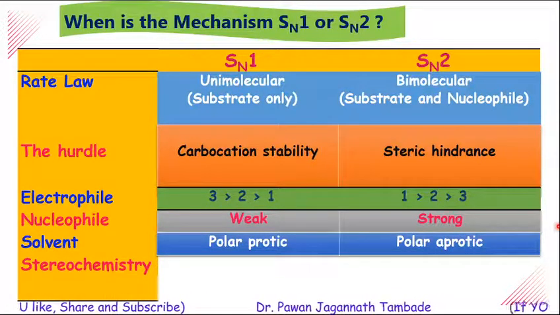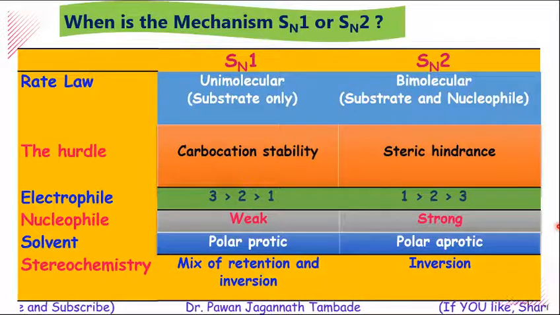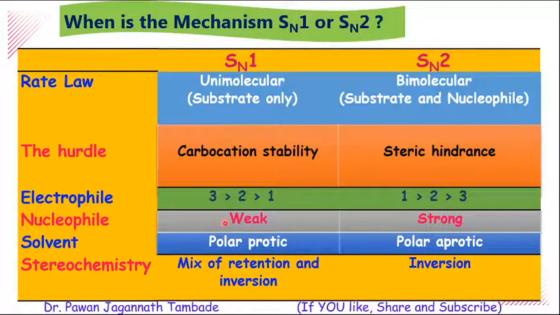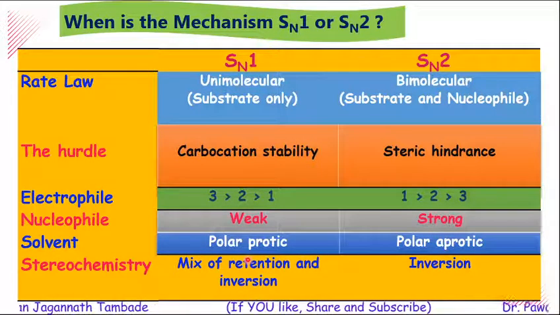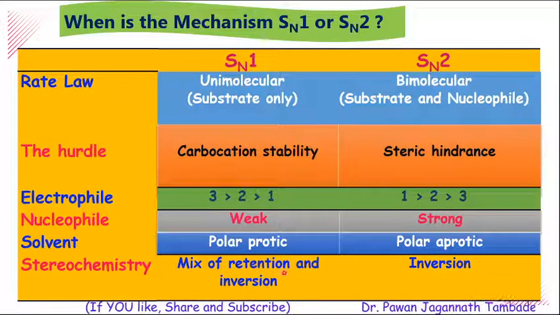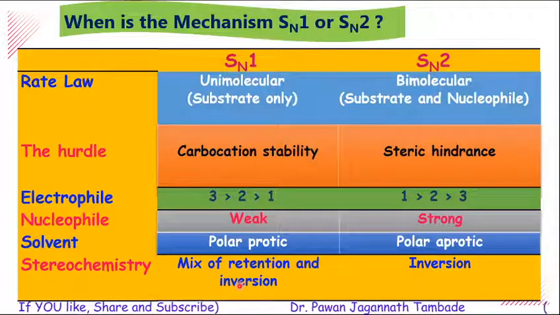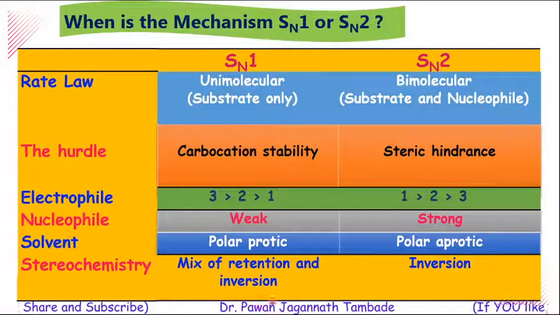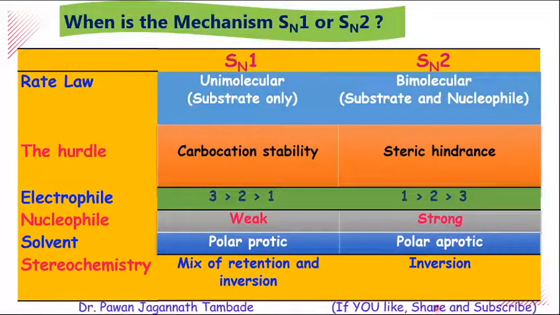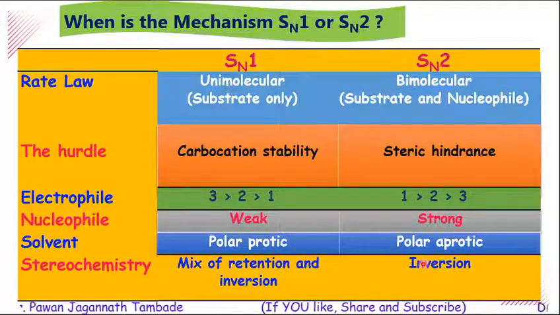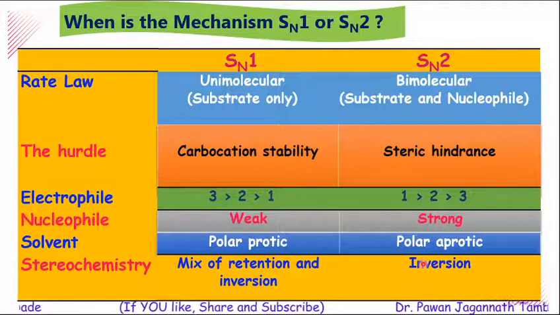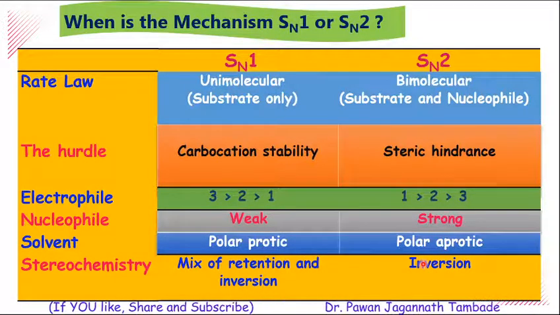And last but not the least is stereochemistry involved in this nucleophilic substitution reaction. We know that in SN1 reaction, we will get a mixture of products having different stereochemistry. Product with retention of configuration and product with inversion of configuration are obtained in SN1 type of reaction. To the contrary, in SN2 type of reaction, we will get product with inversion of configuration. So these are the different factors which we need to consider when we think of mechanism involved in nucleophilic substitution reactions.